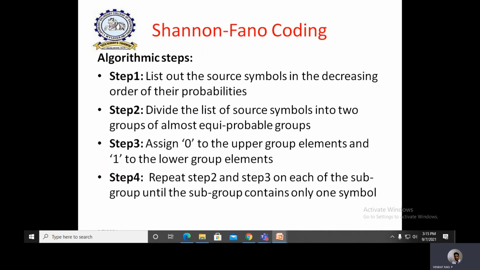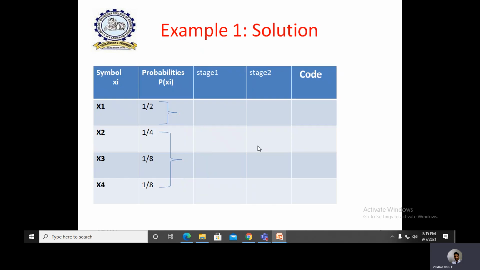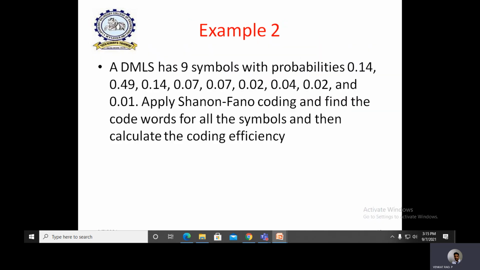Here in this example, a discrete memory source is sending 4 symbols whose probabilities are given. This is a very general example. But if you want to apply this to a practical case, then you need to assume these 4 symbols as one message. Based on that message, you can apply Shannon-Fano coding also. We'll see that later.